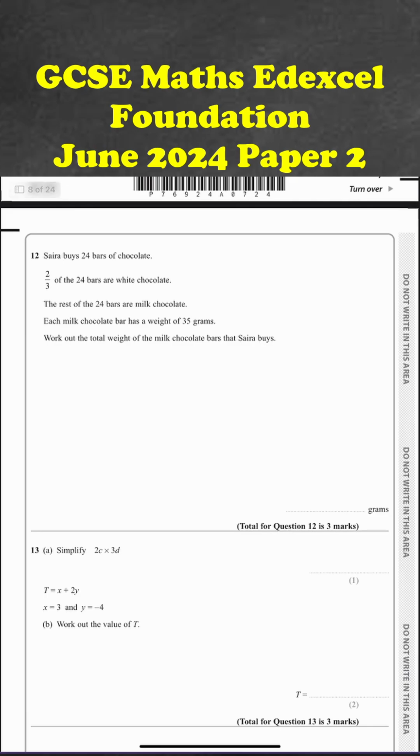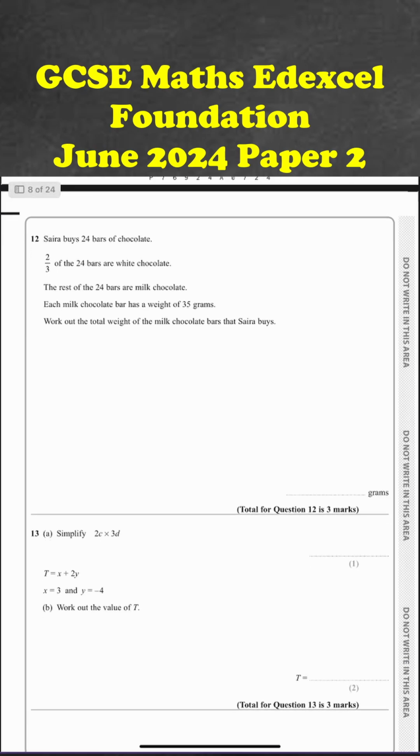Question number 12. Sarah buys 24 bars of chocolate. 2/3 of the bars are white chocolate. The rest are milk. Each milk chocolate has a weight of 35 grams. Work out the total weight of the milk chocolate bars that Sarah buys. 2/3 of them are white, which means 16 of them are white, as 1/3 of 24 is 8, so 2/3 is 16. The rest are milk, which means we have 8, as 24 minus 16 is 8.